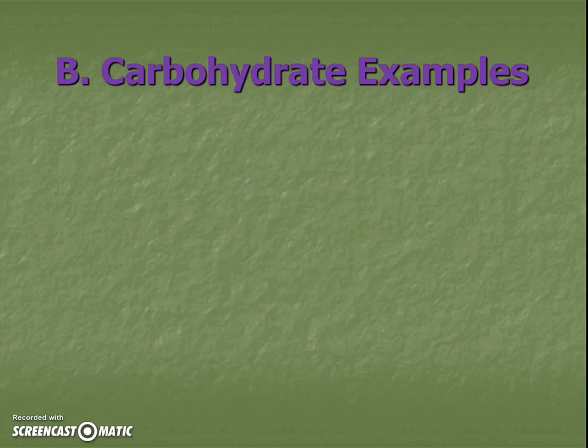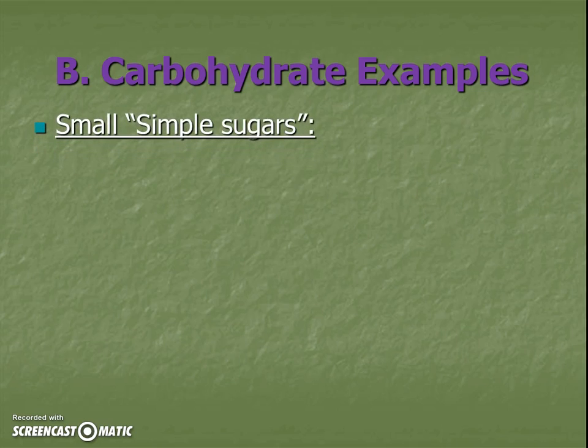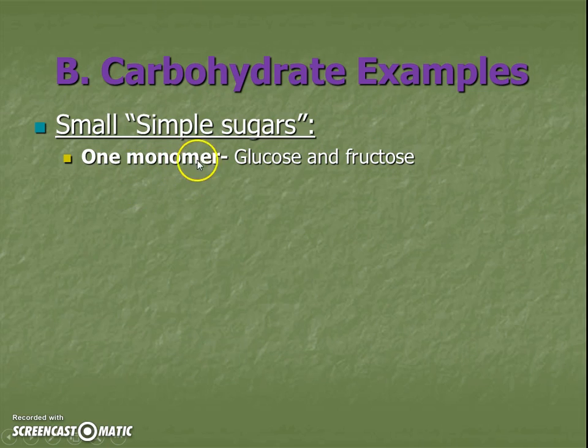So our examples is going to be our second subheading under carbohydrates. Our first category of examples are small simple sugars. These aren't always as healthy, but they are still important for your body. They are all only one building block. We know building blocks are called monomers, single unit. Glucose that we learned about from photosynthesis is an example of a carbohydrate that's one building block.